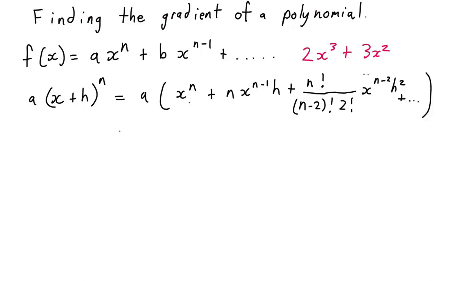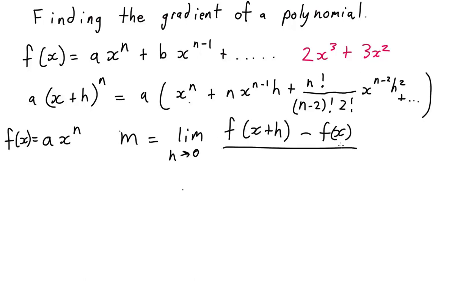And every term from then on is going to have a higher power of h and a lower power of x. So what we're going to do now is take the term ax^n, and try and find its gradient. To do this, we're going to use our formula that we had before. So our gradient, or m, I'll just call it m for now, is equal to the limit as h approaches 0 of f(x+h) minus f(x), divided by h.